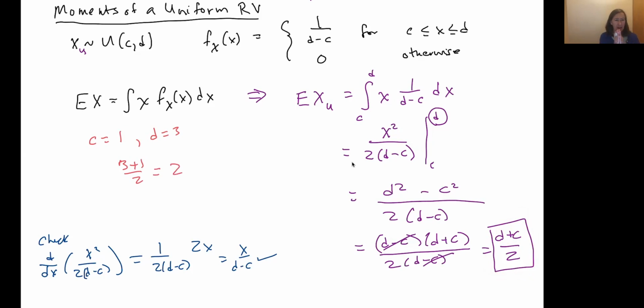If there's just as much probability mass on one side as the other, this is the point where they're exactly going to balance out. So this is in fact the expected value of a variable that is uniform on the range CD. Good. All right, so let's do that same thing for the variance now.